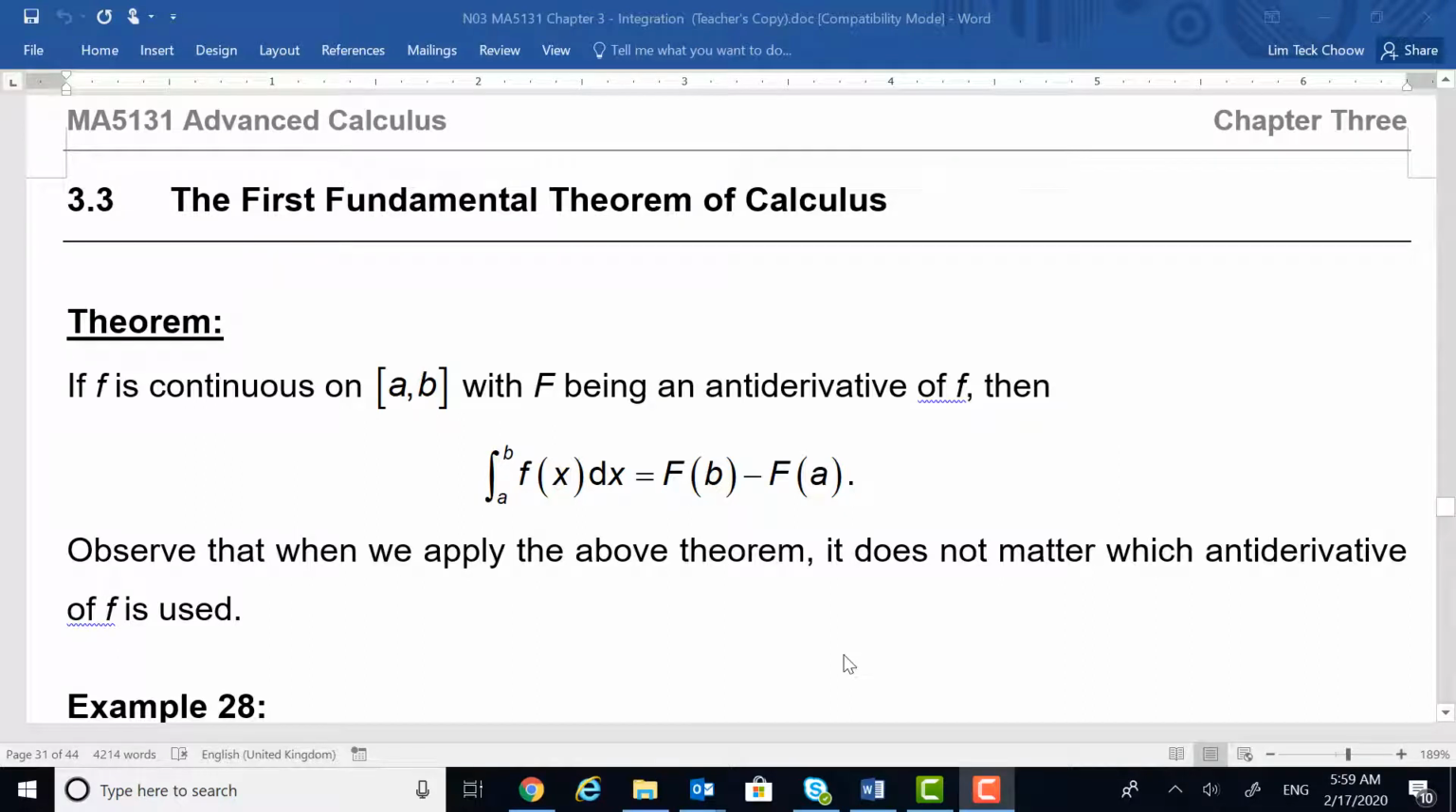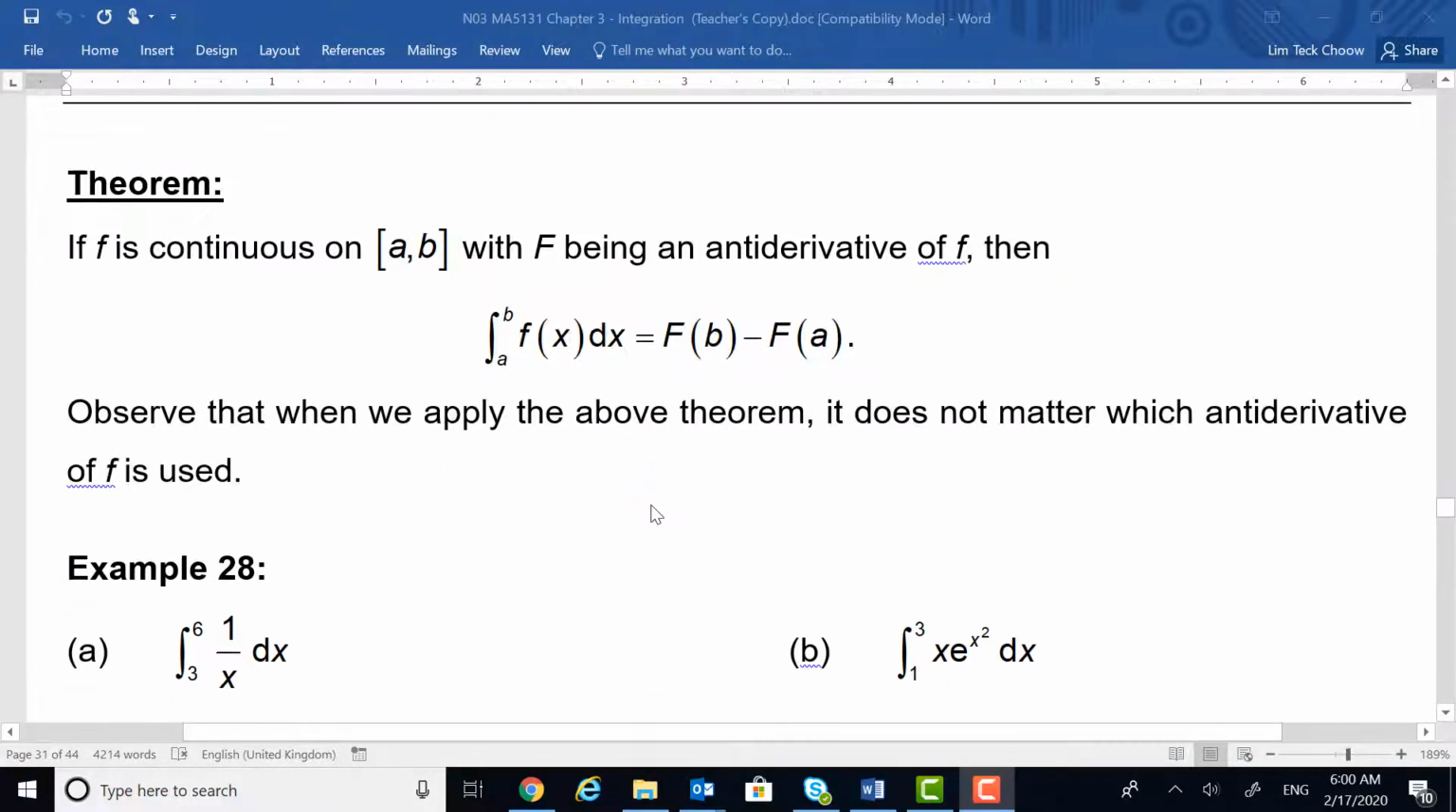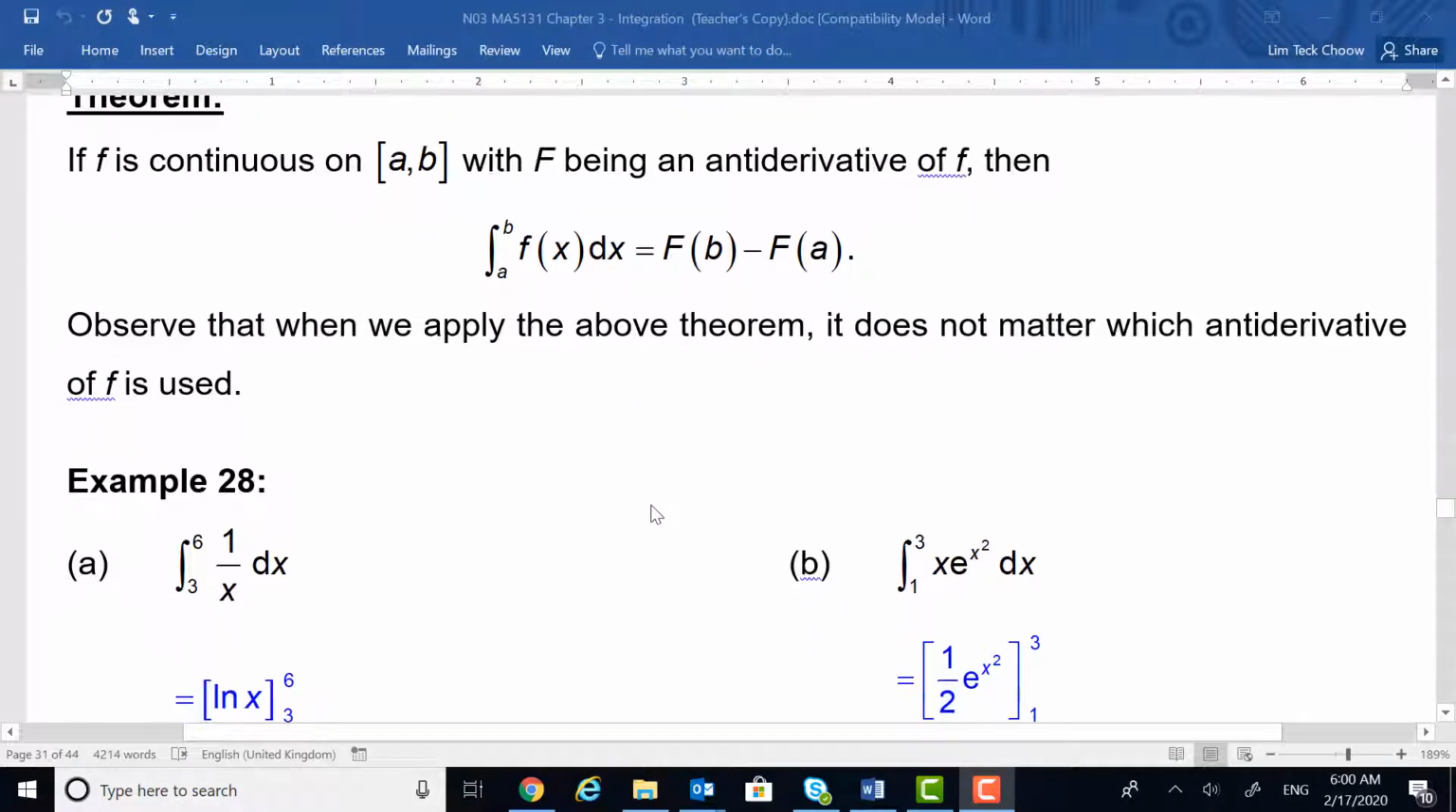The first fundamental theorem of calculus, something which you used to call the definite integral. So this statement is something that you're already familiar with. What happened was previously you integrate the function f(x) and then you put in the value of x as b, followed by the value of x as a, and you take the difference. So let's do a simple example for you to recall what you've done previously.